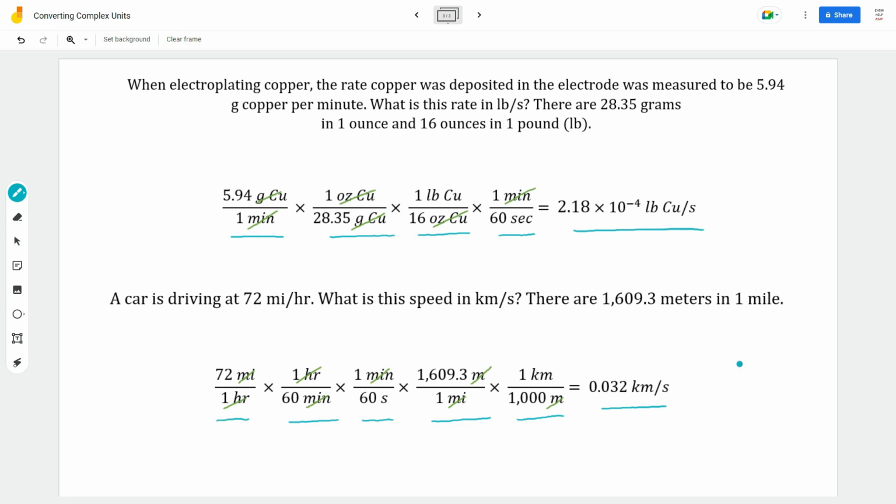So the trick with these is making sure you keep track of your units, where they are, how they're canceling, and when you're done with your calculation, make sure your units end up where you want them to be. Converting these complex units becomes much more manageable when you can see how you can take it step by step.